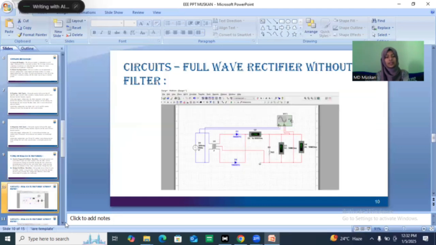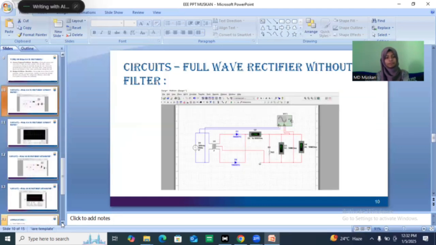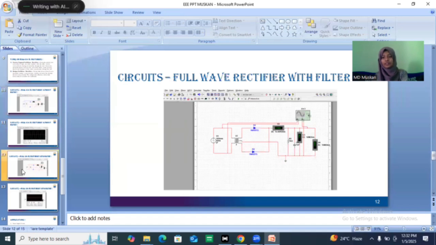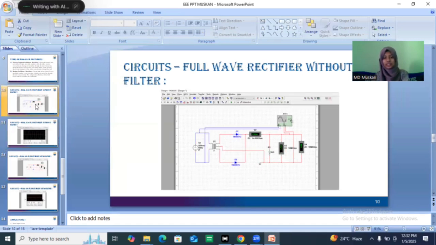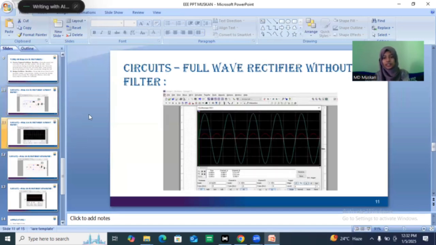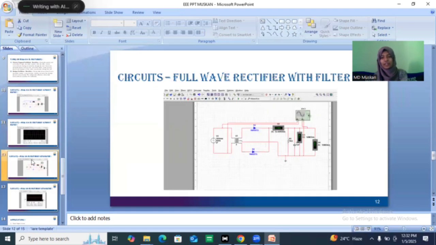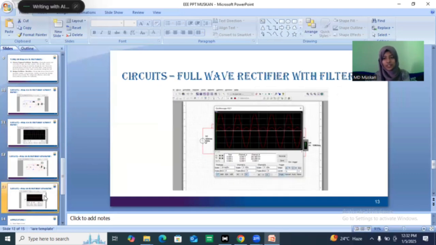Next, coming to the circuit diagrams. Here I have presented two circuits, one with a full wave rectifier without filter and the other with a filter. So let's discuss the one without filter. I have used a multisim and connected it in series. When we run this simulation, we get this output when it is connected to the full wave rectifier without filter. When I connect the full wave rectifier with filter, this is the output.